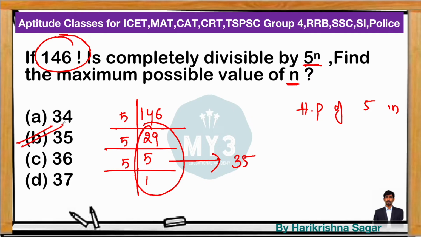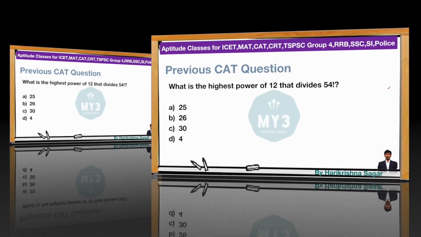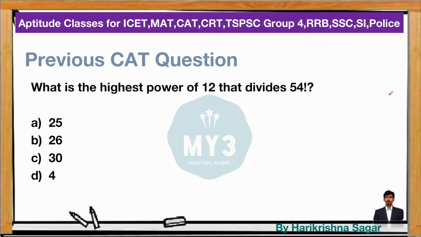That means you have to understand the way of projection. It is a similar question of finding the highest power of 5 in 146 factorial, but while projecting, they just projected it in a slightly different way. If you observe a previous CAT question, what is the highest power of 12 in 54 factorial? It is also a similar way.